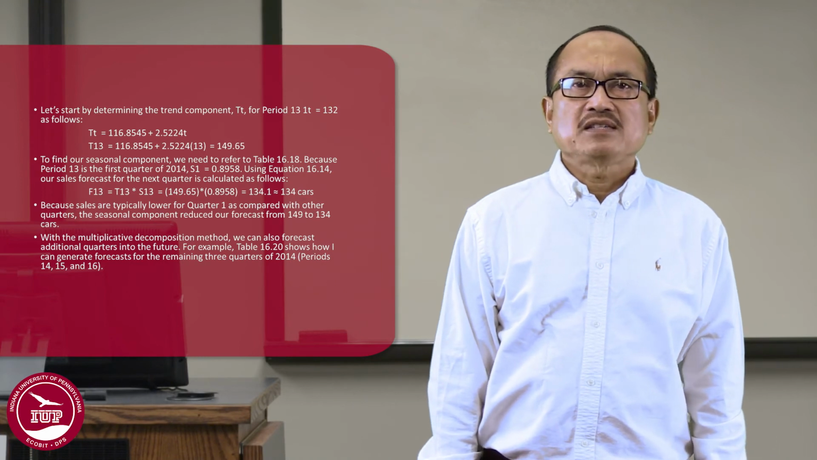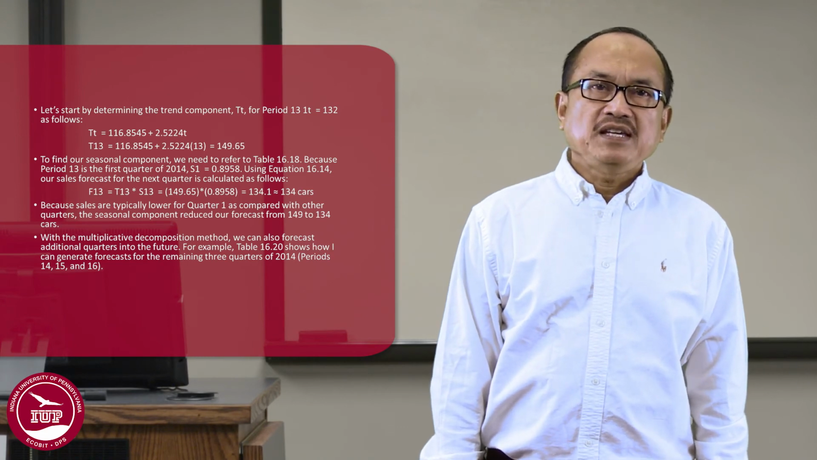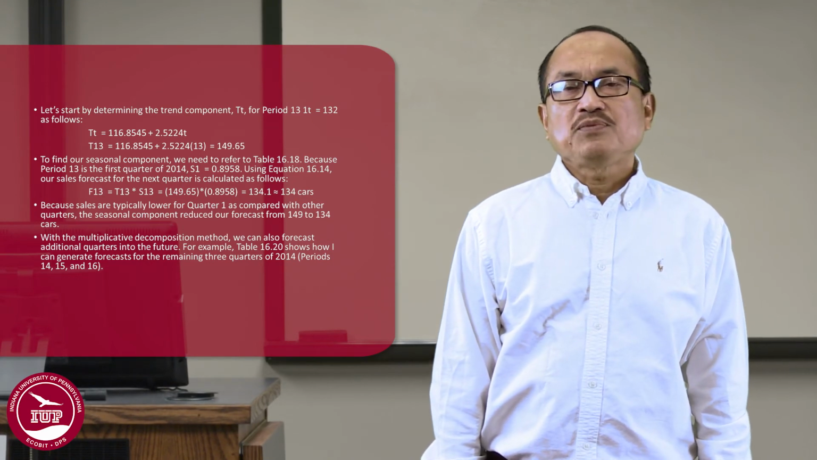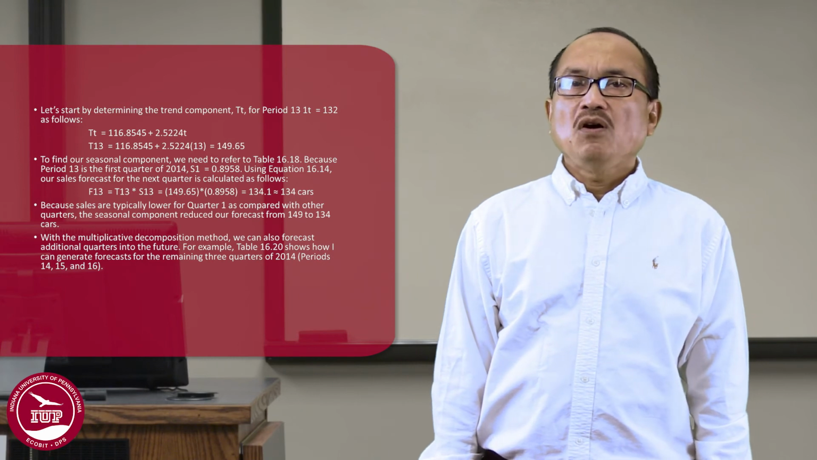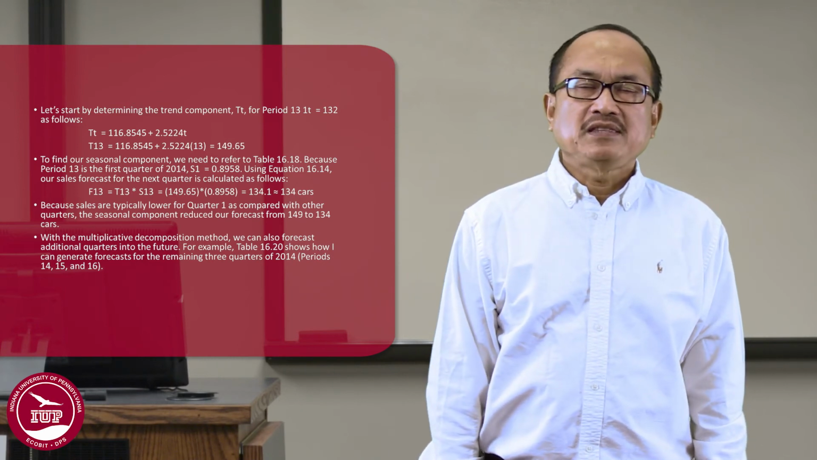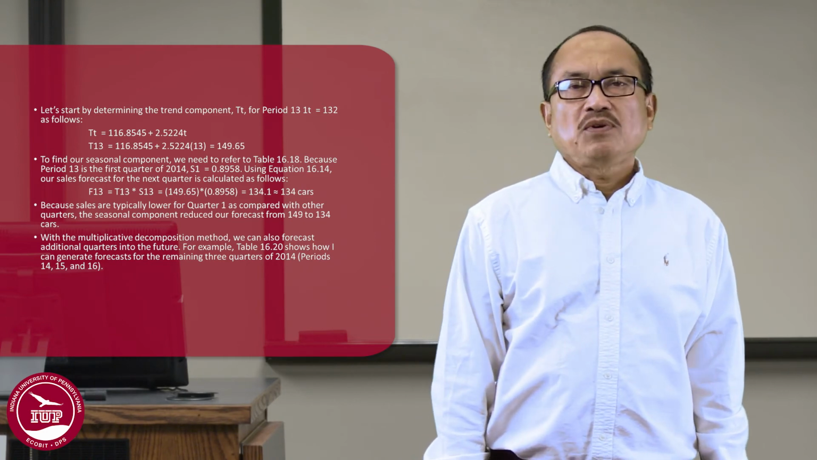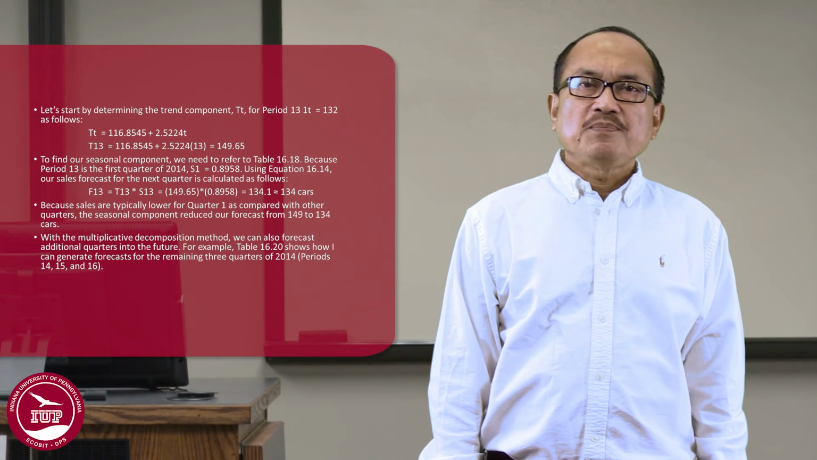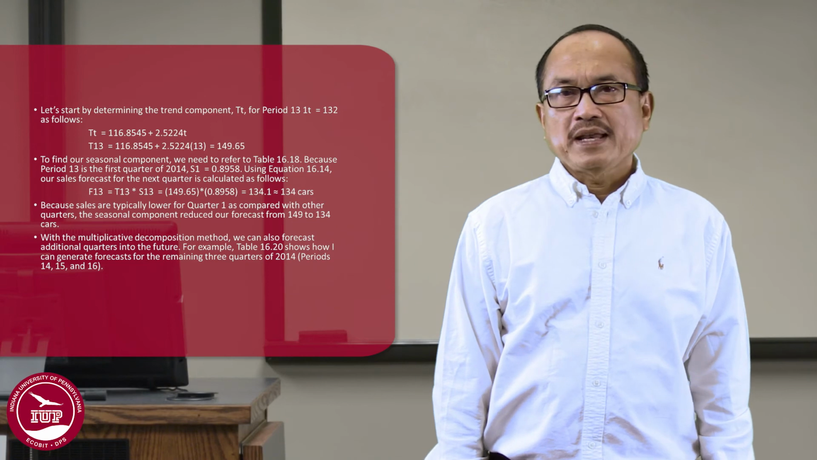Our sales forecast for the next quarter is calculated as follows. FT equal to T13 times S13 equal to 149.65 times 0.8958 equal to 134.1 or approximately 134 cars. Because sales are typically lower for quarter 1 as compared with other quarters, the seasonal component reduces our forecast from 149 to 134 cars.